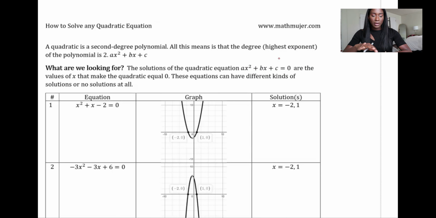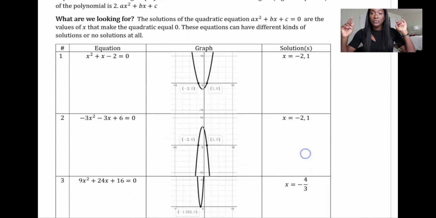So here below this, I have a table with a bunch of different examples of quadratics and the graph, and I tell you what the solutions are. Later in the video, we'll look at all these different examples and how to solve them, but for now, let's just get an idea of what's going on.